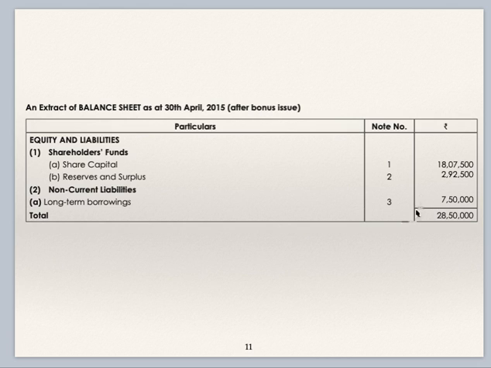Extract of balance sheet. Just now we have seen three notes: equity and liability, below that shareholders' fund, share capital, note number 1, 18,07,500, reserves and surplus, note number 2, 2,92,500. Non-current liabilities, you have note number 3, 7,50,000, which is debentures. Total is 28,50,000.